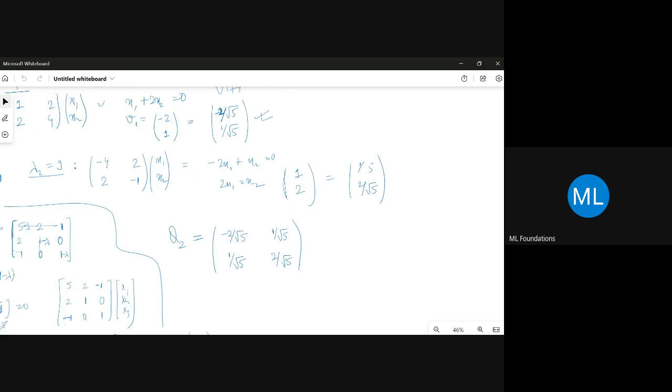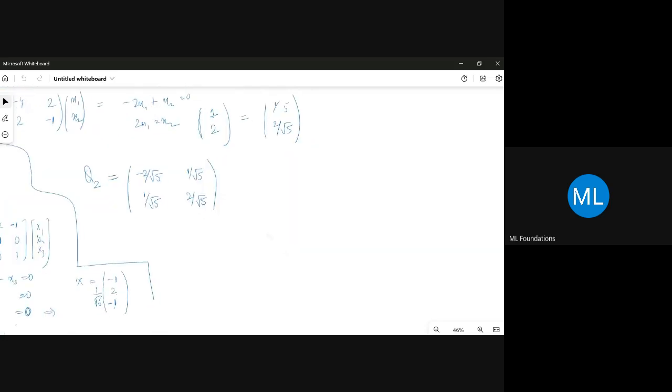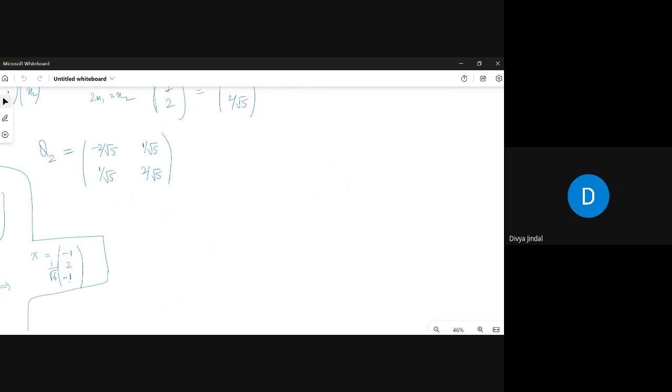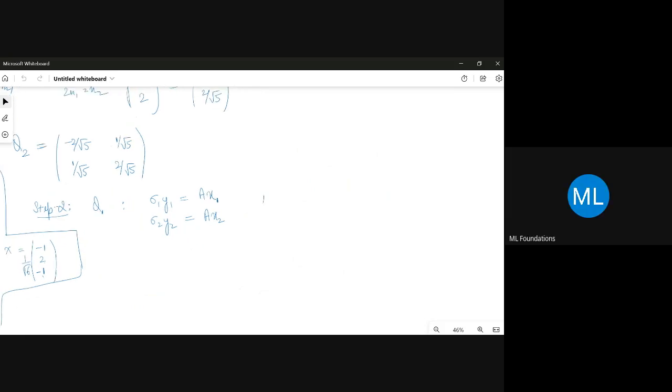Okay, Q2 is done. Now we need to find step 2. A transpose, find sigma. Step 2 is you need to find your Q1 matrix. And how do you find it? You do sigma 1 y1 equal A x1 and sigma 2 y2 equal A x2. Now what is sigma 1? So lambda 1 equal 4, lambda 2 equal 9, so sigma 1 is 2 and sigma 2 is 3.